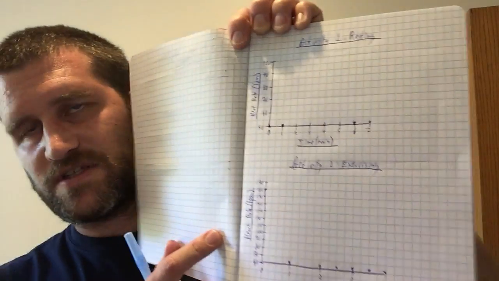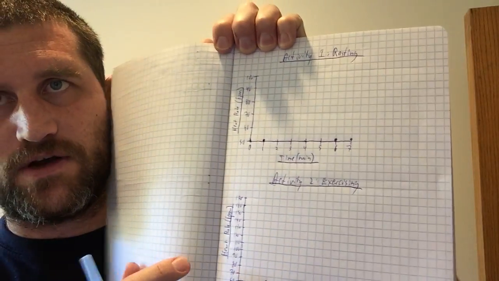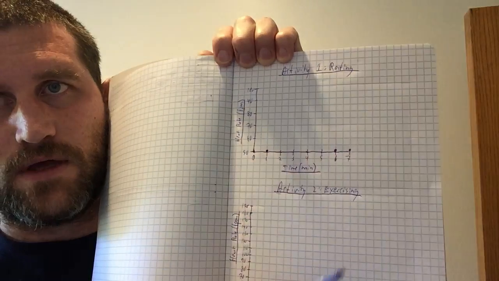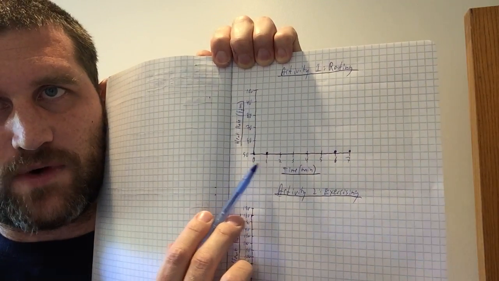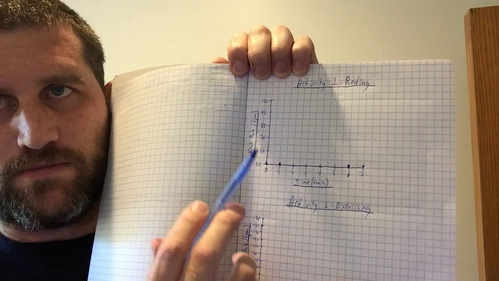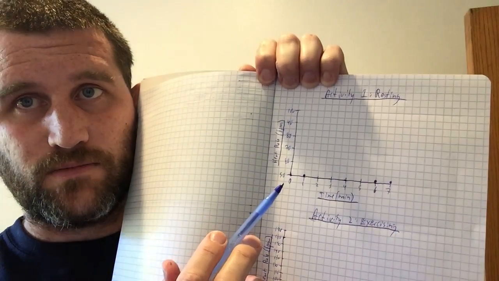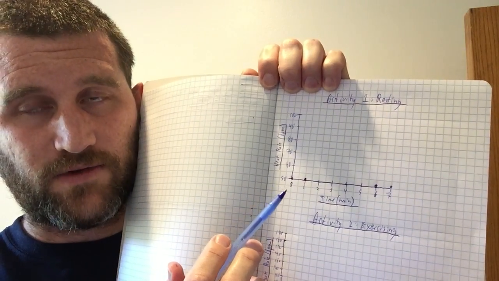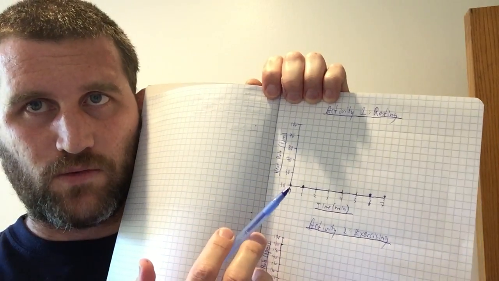Once you've gotten all your data, it's time to graph. I want you to draw 2 graphs on a new page in your notebook, and it should look something like this. I have instructions there as well, but the first one, activity, is resting. I recommend making every 2 squares 1 minute on the bottom because we did 7 minutes total. And then the range for beats per minute is going to depend on you. Don't start with 0.